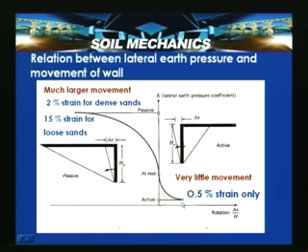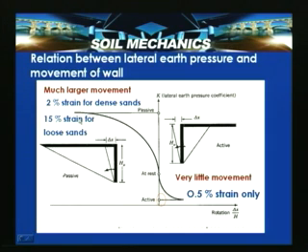Now, the active condition can occur when the wall rotates about the toe. That means the rotation is delta x by h naught. So say the wall gradually yielded away from the backfill, or rotated about the toe. In such a situation you can see that the active condition occurs with only a 0.5% strain, very low strain. Whereas in the case of a passive condition, much larger movements are required.